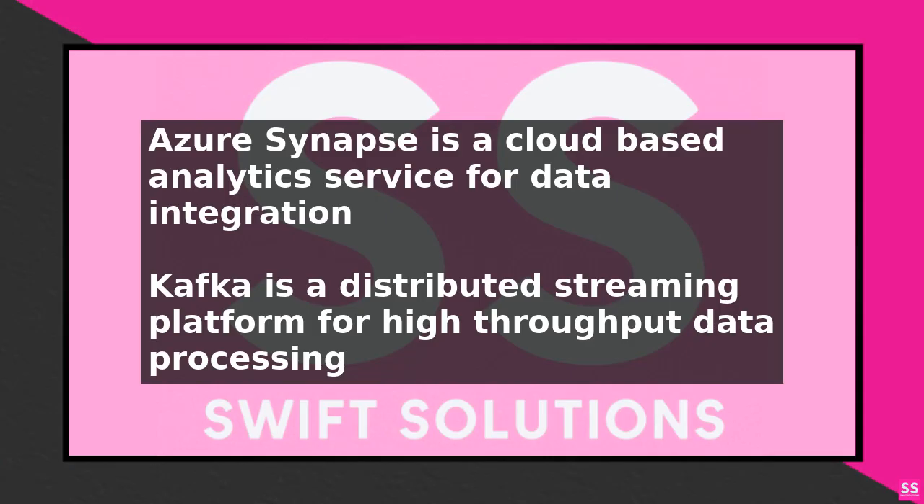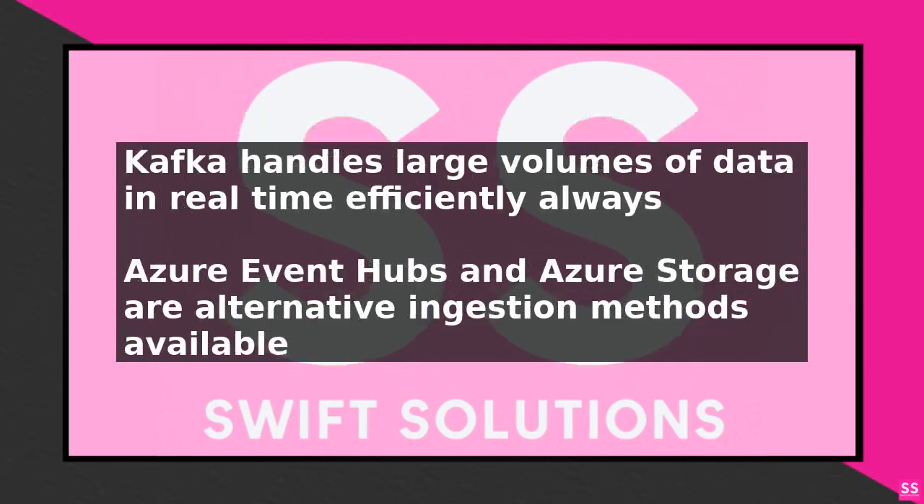Azure Synapse is a cloud-based analytics service that allows you to integrate and analyze data from various sources. Kafka is a distributed streaming platform that enables high throughput and scalable data processing. When it comes to ingesting data into Azure Synapse, Kafka is a popular choice due to its ability to handle large volumes of data in real time.